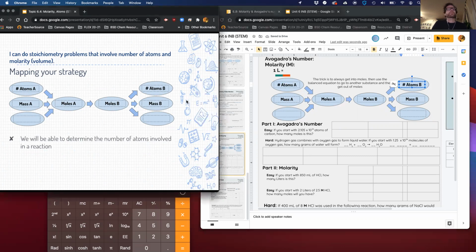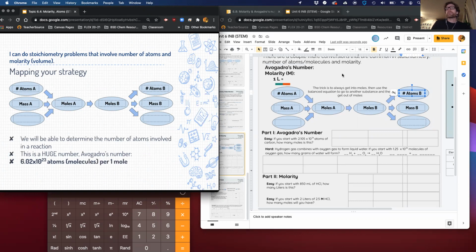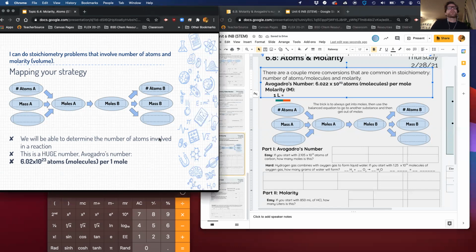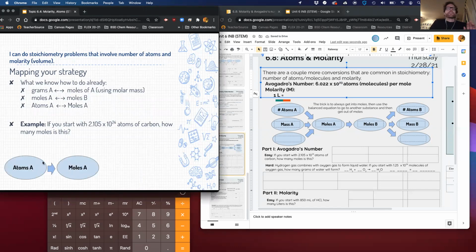Okay, cool. So the main way to do this is Avogadro's number. Okay, and this is 6.02 times 10 to the 23rd. So that's a huge, huge, huge number, and it's the number of atoms or molecules in a single mole. Okay, so for Avogadro's number, let's go ahead and write that in here, 6.022 times 10 to the 23rd atoms per mole. Atoms or molecules per mole. Okay, so it's just a simple one-step conversion, but we could also use it in bigger questions.